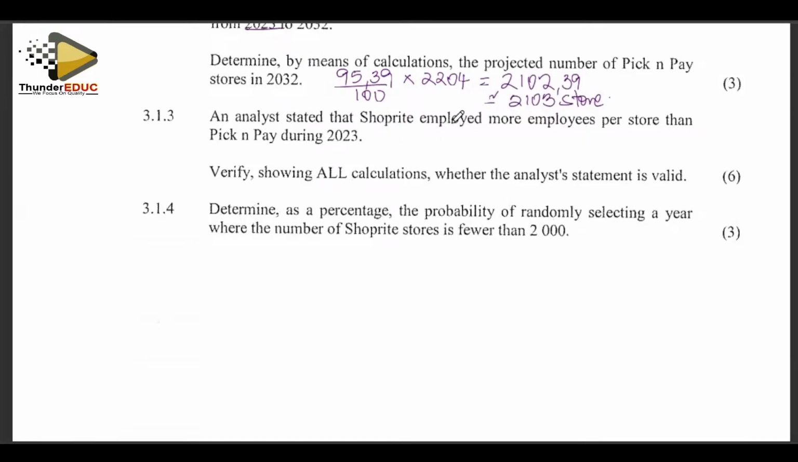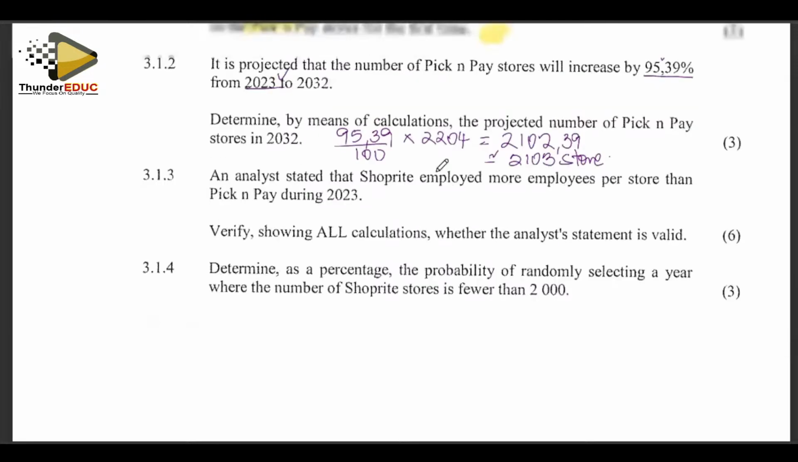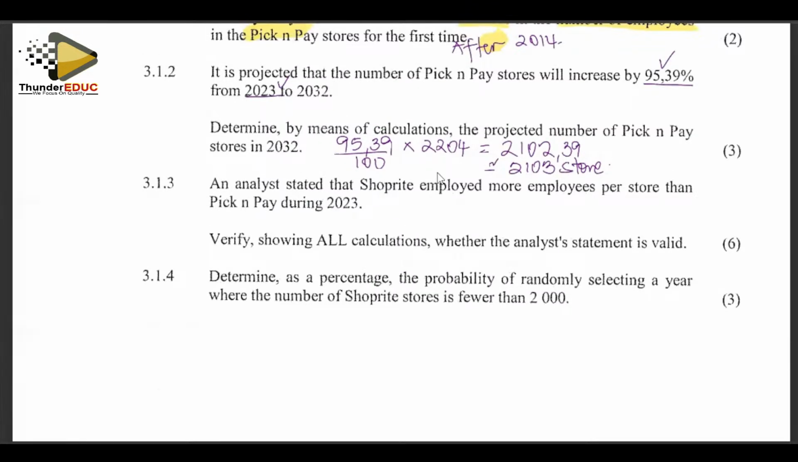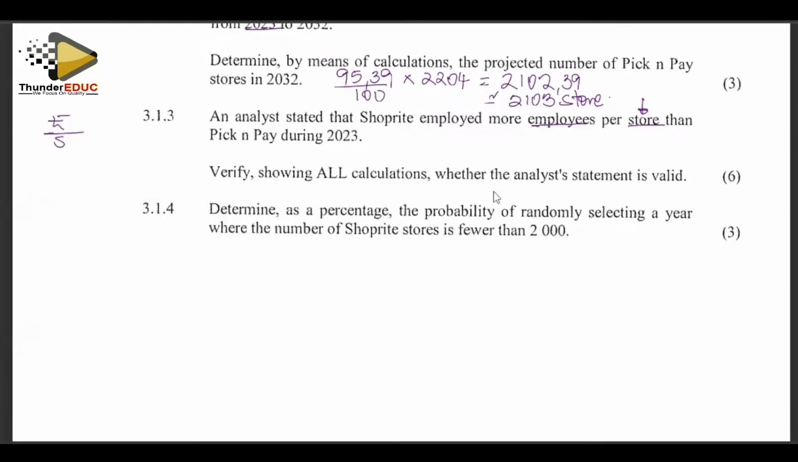All right. We look at that and we say, an analyst stated that ShopRite employed more employees per store than Pick and Pay during 2023. Take note of that, we are looking for employees per store. This gives you the formula: you're going to get the number of employees divided by the number of stores in both, and we find out which one is which. Okay, we shall start with ShopRite, 2023.